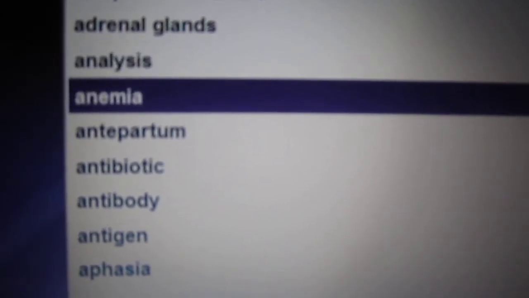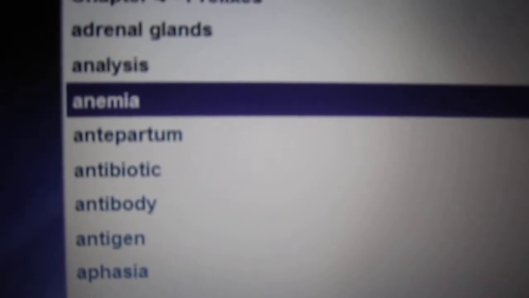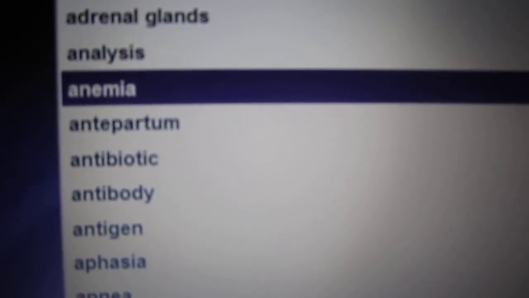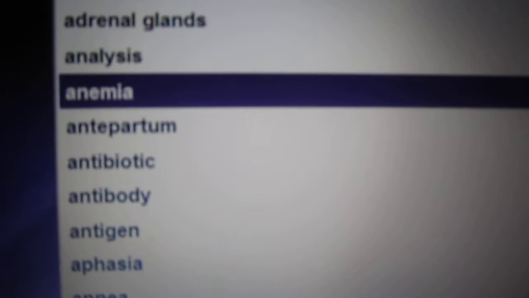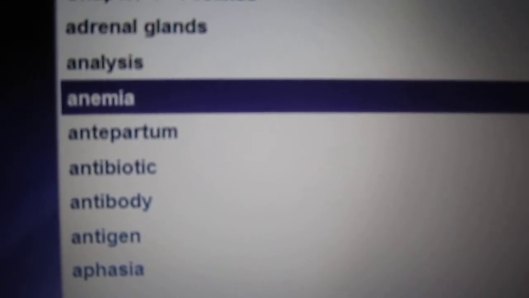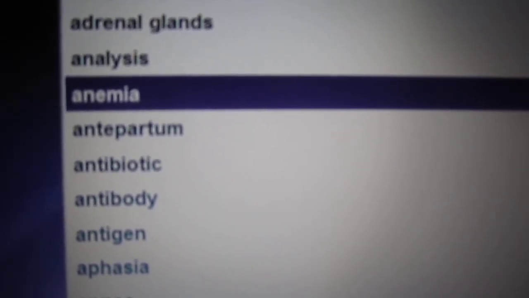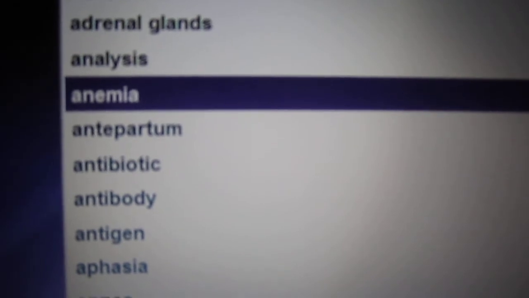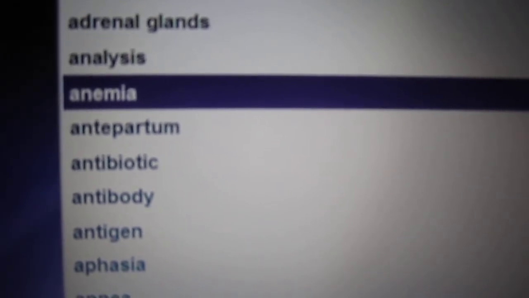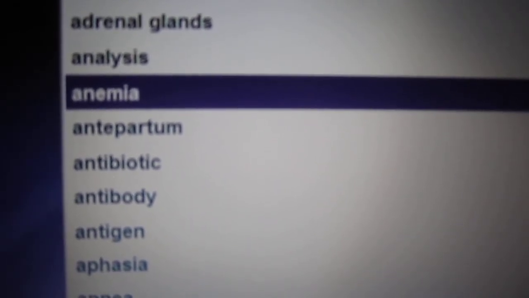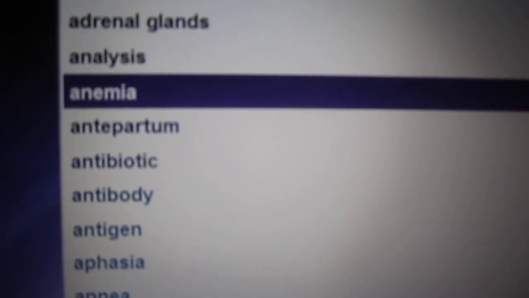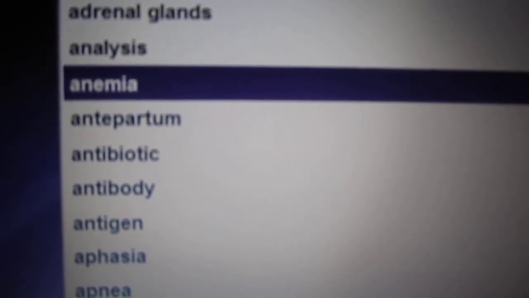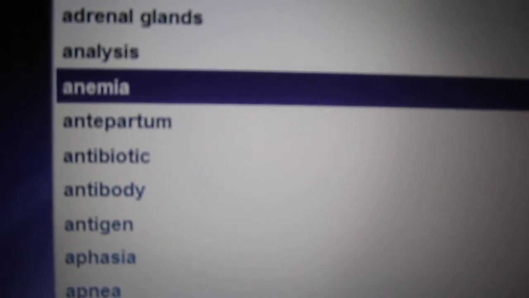Anemia. The prefix an, A-N, means no, not, or without. And emia, E-M-I-A, indicates a condition of the blood. Usually, a person suffering from anemia is pale and tired. Anemia is a deficiency of red blood cells, due to decreased production or excessive loss of red blood cells.